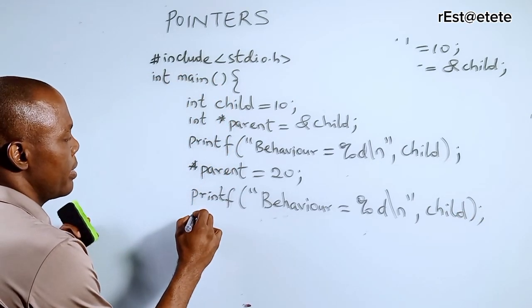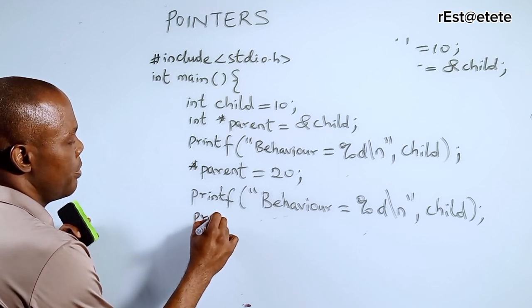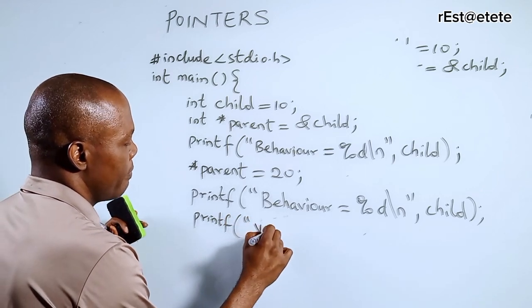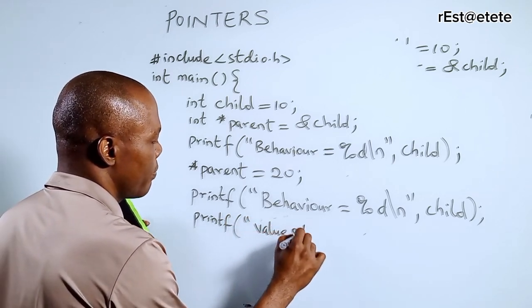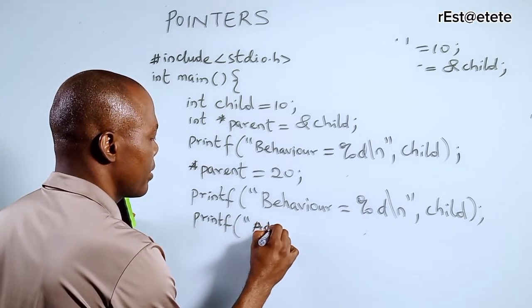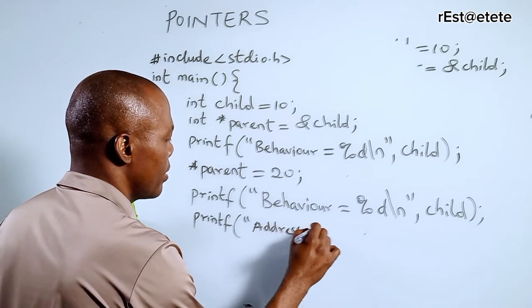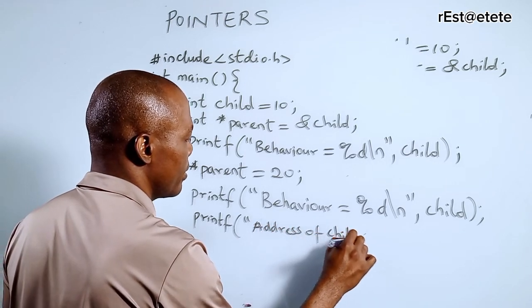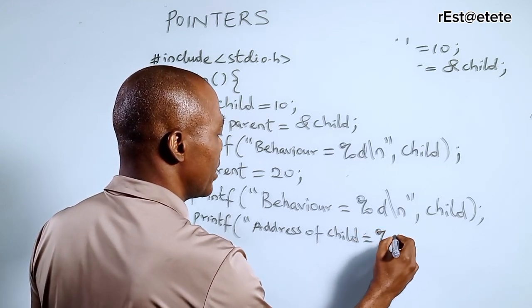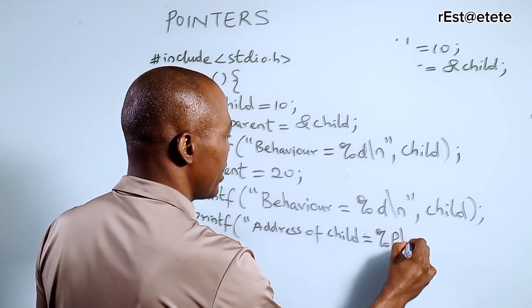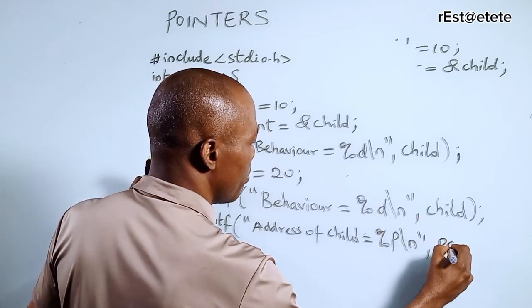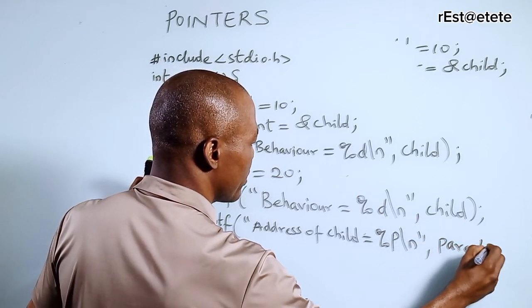And then here I say printf address of child. This one will be percentage p slash n. So that will give me what? Parent, right?